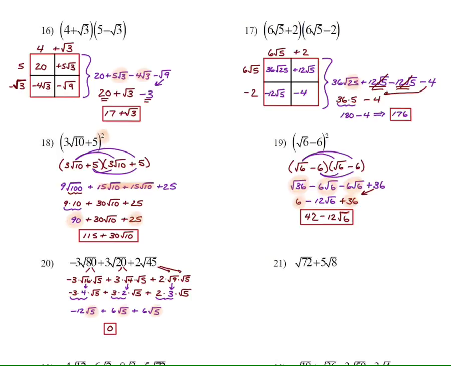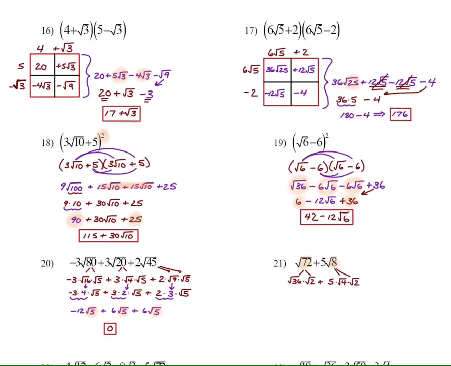For 21, I'm going to look to see if those add together. Obviously, I have a square root of 72 and a square root of 8. They are not like radicals, so I can't add them together. So I'm going to simplify each radical first. So I'm going to try and break 72 up and 8 up into a factor pair that has a perfect square. So the factor pair I'd pick for 72 is 36 and 2, and the factor pair I'd pick for 8 is 4 and 2.